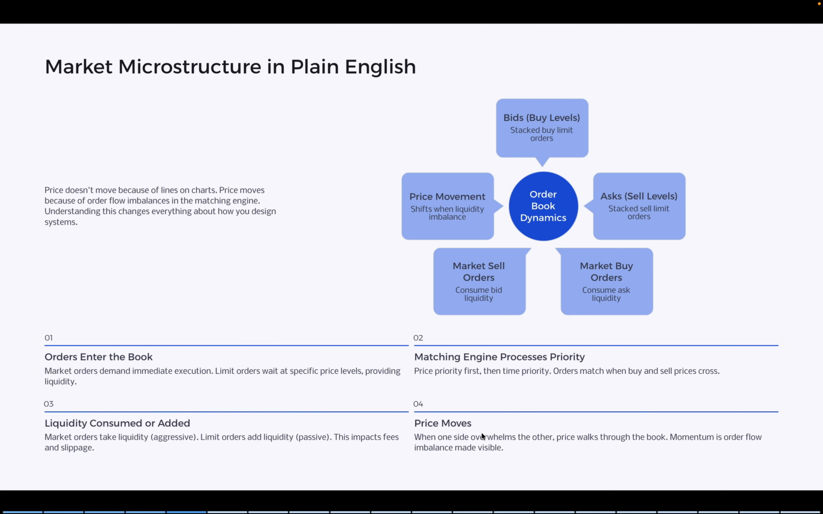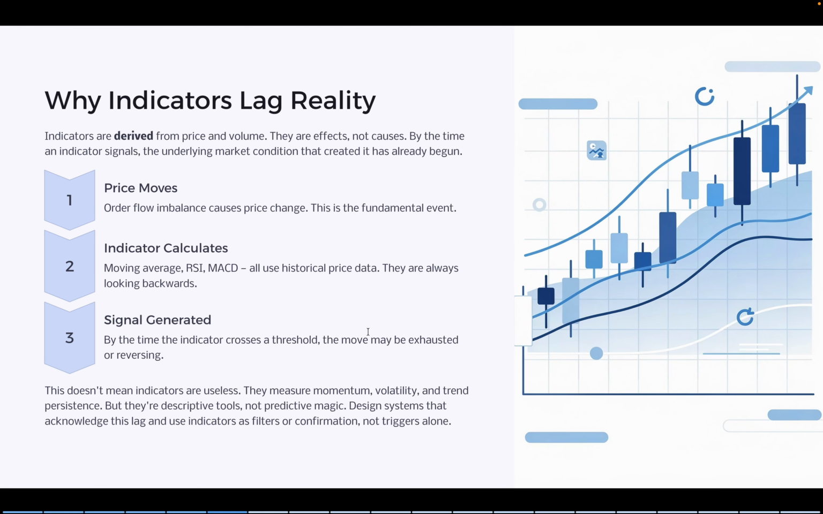When one side overwhelms the other side, price walks through the book. Momentum is order flow imbalance made visible. What momentum really is, it is not the indicators that you see on TradingView called momentum. Momentum in reality, in market microstructure, is order flow imbalance, when there's more pressure from one side and not from the other side. That is momentum. I've tried my best to simplify the concept. Now let's get into the other one.